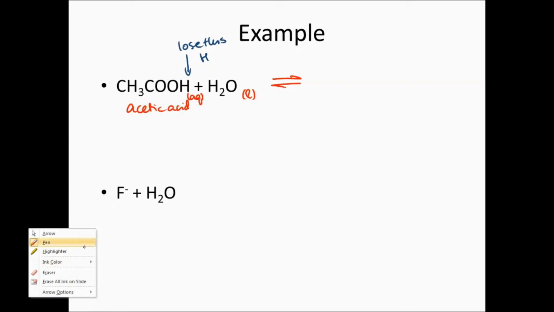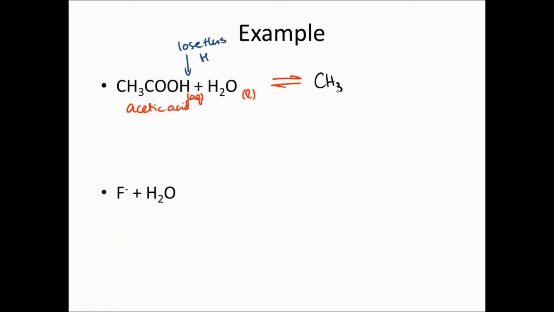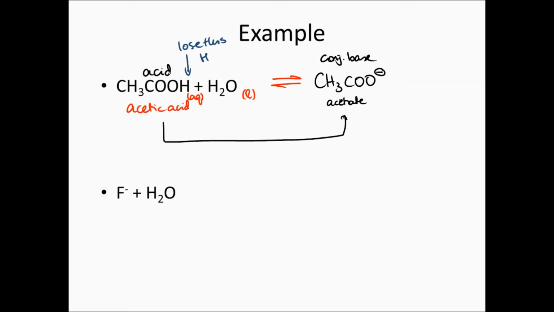And therefore, as a result, we form CH3COO. We lose this last H here, and we decrease the charge by 1, so we get CH3COO-. So this is acetic acid, this is the acetate ion, and this is therefore the conjugate base of the acid in this reaction. And the other thing we form is that this H+ goes on to the water.